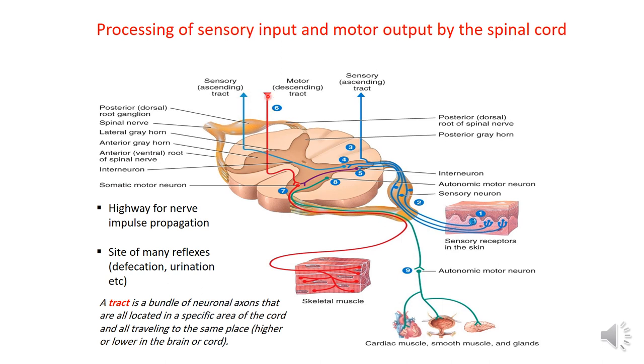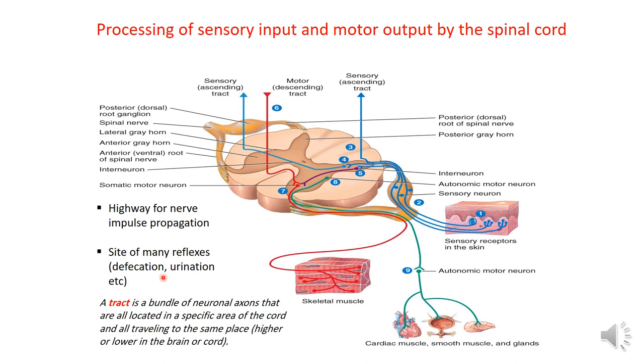We have here the descending tracts that bring the motor information from the higher motor areas, synapsing with the anterior horn cells that control the activity of the skeletal muscles. And also we have here autonomic neurons that control the activity of the viscera. So the spinal cord is a highway for nerve impulse propagation, either ascending information for sensory information, or descending information for motor information. It is a site for many reflexes, the reflex center.